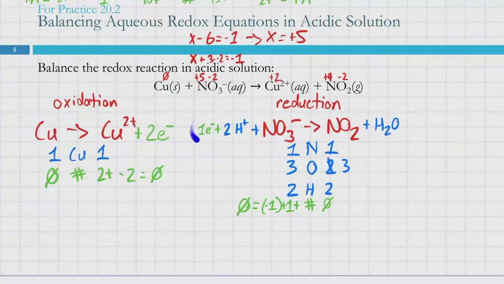We need to make the electrons equal on both sides. So for our reduction half reaction, we've got 1 electron. Our oxidation half reaction, we've got 2 electrons. So we need to take our reduction half reaction and multiply it by 2. The whole thing. This is so that our electrons cancel. The reason we have to multiply everything is because it's balanced. So if we double everything, it's still going to be balanced, including charge.